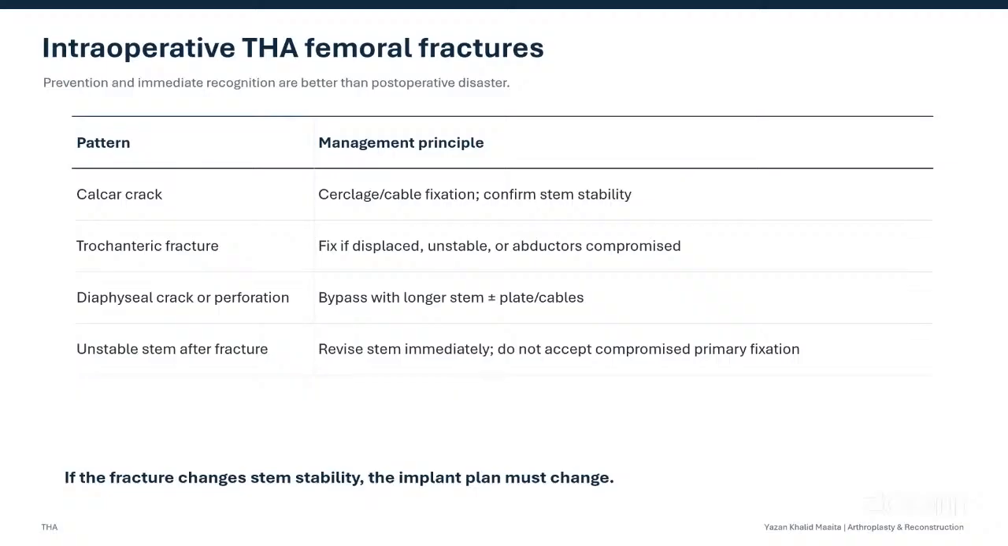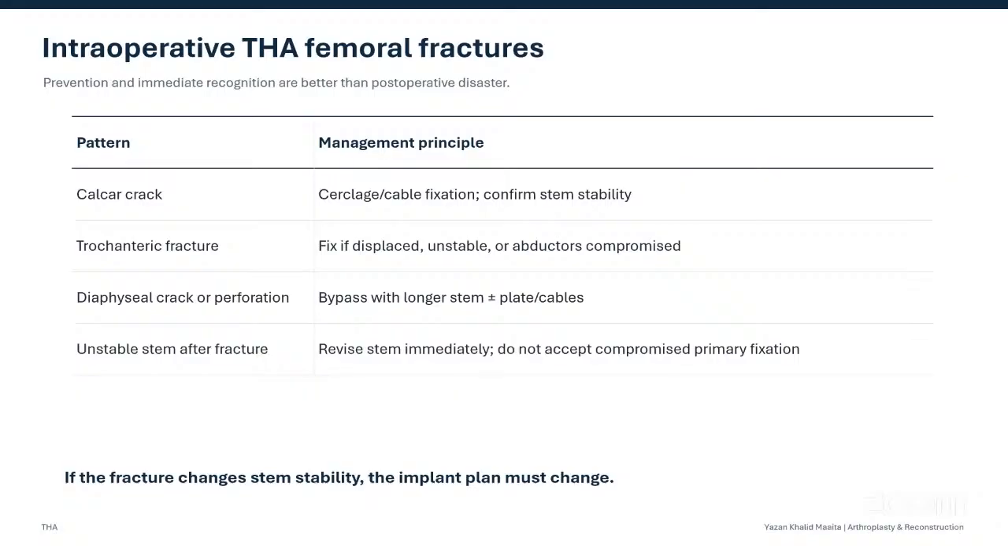Intraoperative total hip replacement femur fracture: prevention and immediate recognition is better than postoperative salvage. Most happen in the calcar area or trochanteric, with a diaphyseal crack or unstable stem.